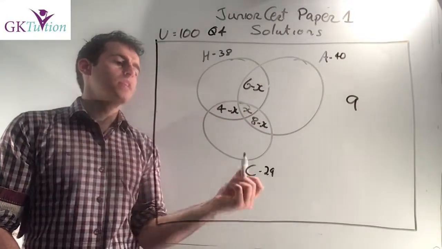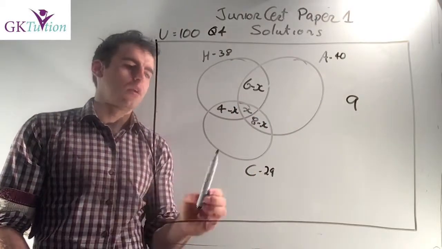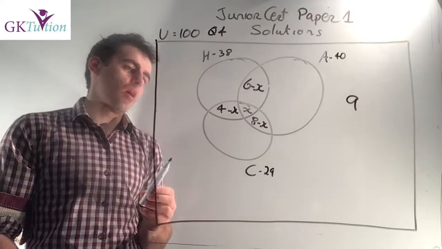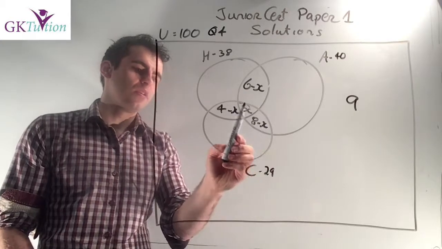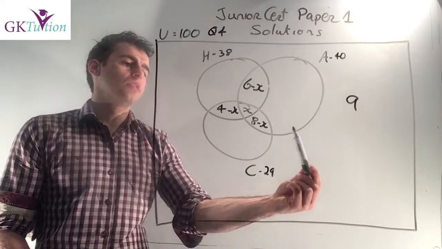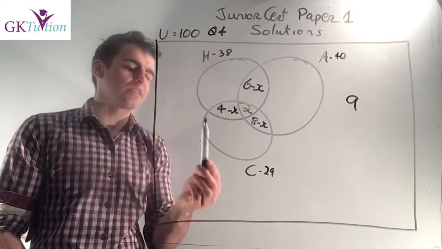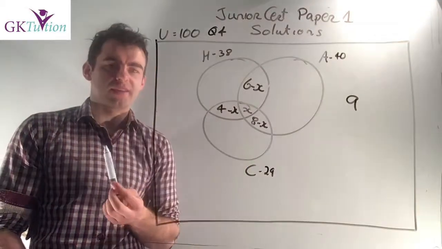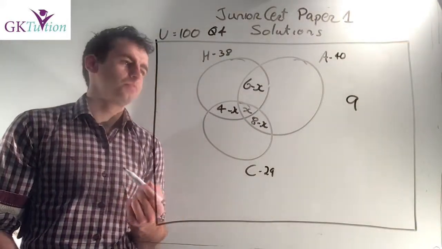In this case, I'm told I'm dealing with people who like horror films, action films, and comedy films. I'm told that X people liked all of them. I'm told that 8 people liked comedy and action films. So that means that these two sections have to add up to 8, which means if I know there's an X in there, this is 8 minus X. I'm told that 6 of them liked horror and action, so if there's an X there, this must be 6 minus X. 4 of them liked comedy and horror. If there's an X there, this must be 4 minus X. I'm told that 9 of them didn't like any of those types of films.